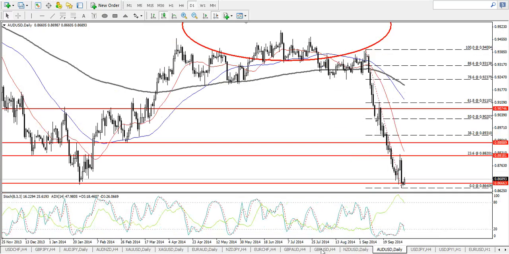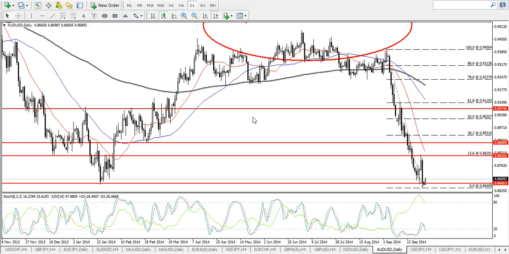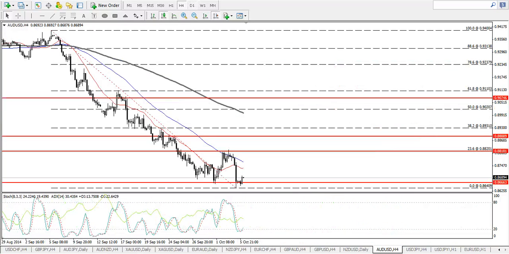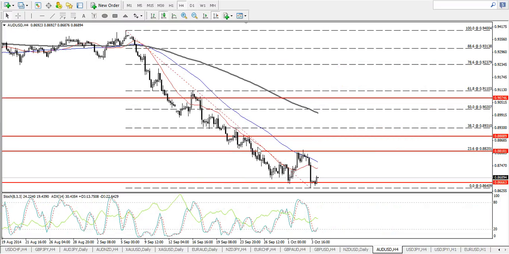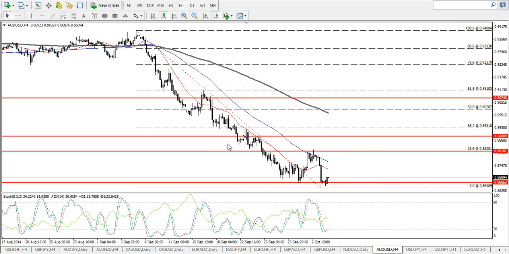Alright, so next we'll look at the Australian dollar against the US dollar. Similarly to the New Zealand dollar against the US dollar, price has reached a previous low back in January 2014. Alright, this is a daily chart. Zooming into the 4 hourly chart itself, we can see that price is attempting to rebound, and therefore we can wait for a retracement as well.